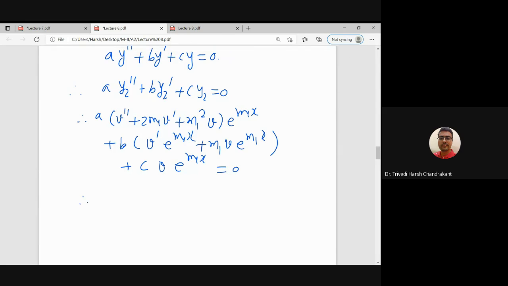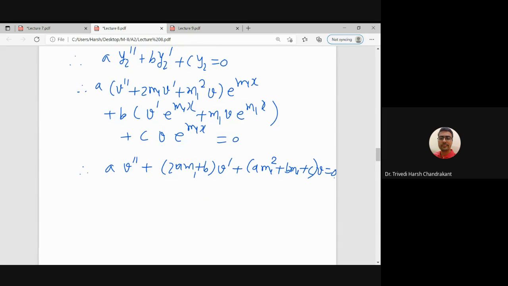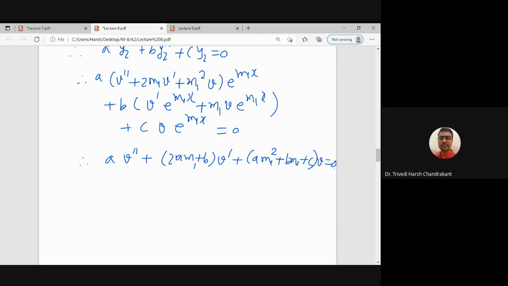Now from this equation, obviously we can take e power m1x common, and e power m1x is a non-zero function, so we can cancel it out. That means essentially we get a v double dash plus (2a m1 plus b) v dash plus (a m1 square plus b m1 plus c) times v equals 0, right? And then we know that m1 and m2 are two solutions of this equation.